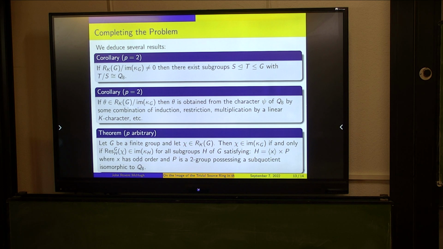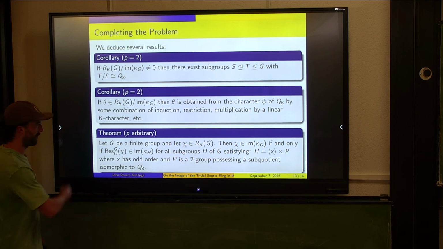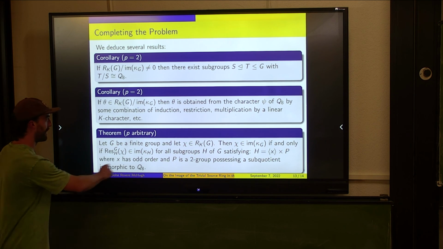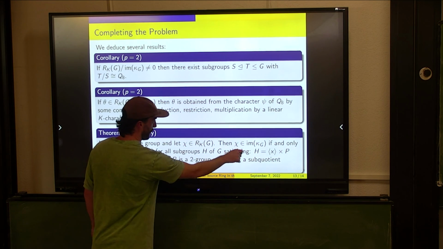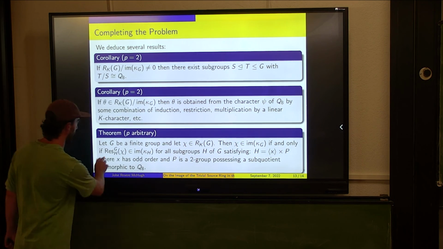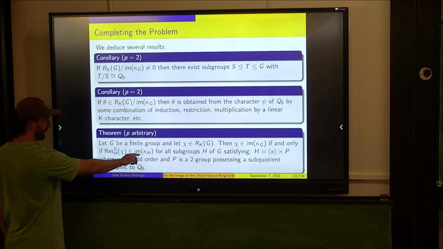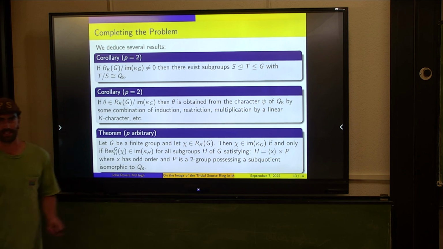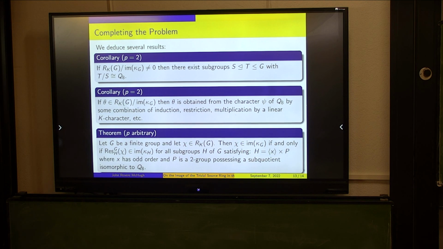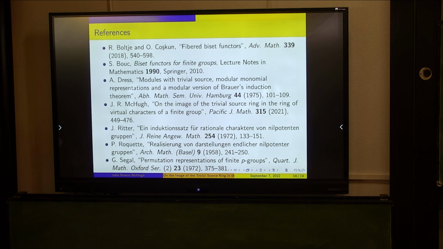Lastly, what we hoped for originally falls out of all of this. There's a detection theorem. If you have a p-rational character, it's the character of a trivial source module if and only if its restriction is in the image of kappa for all subgroups satisfying a certain condition. Okay, thank you. Sorry I went over time.